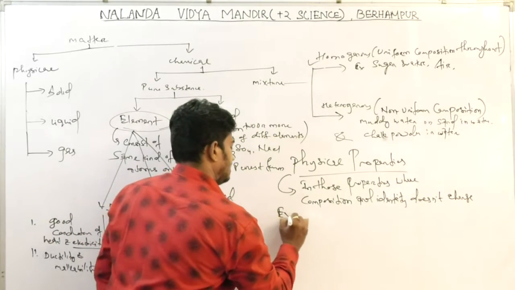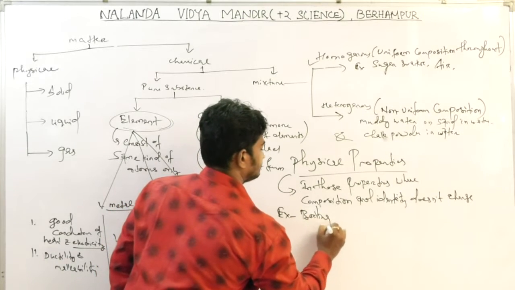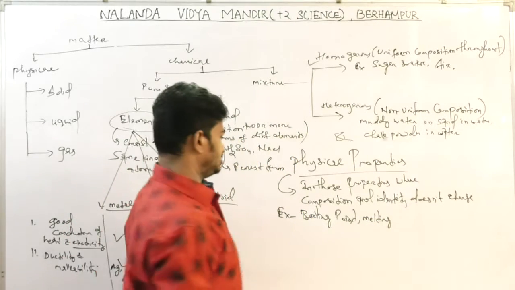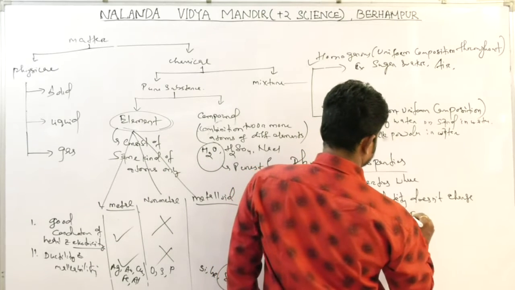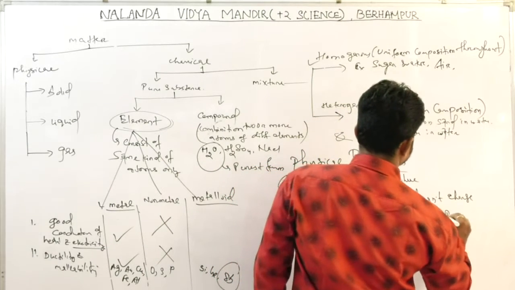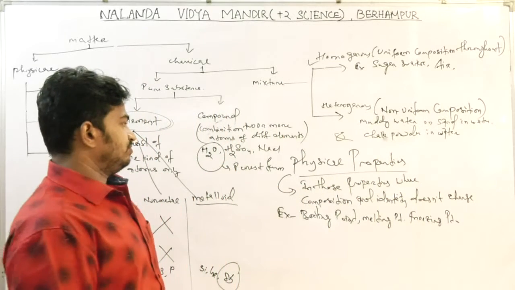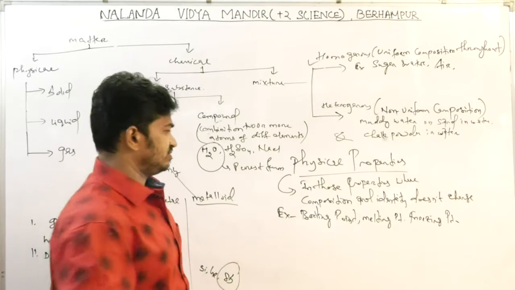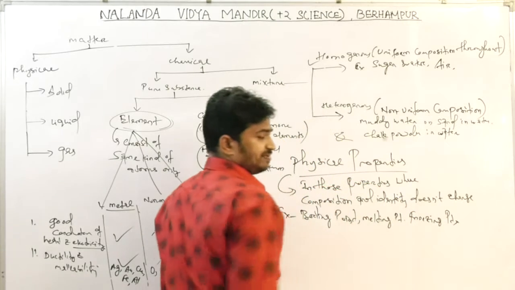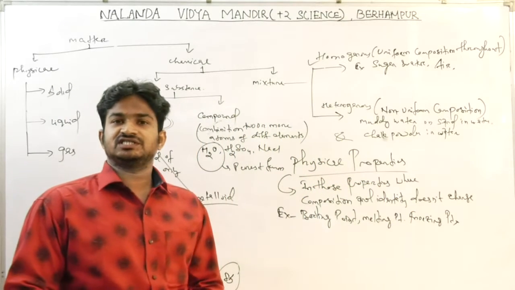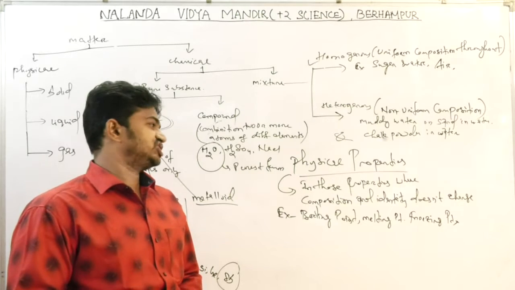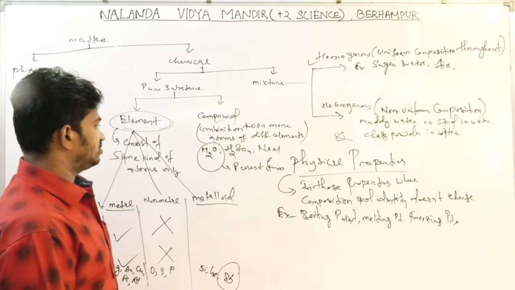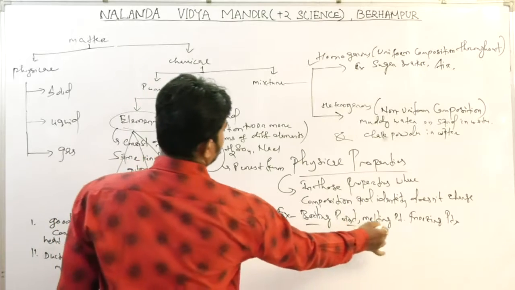Examples we can take are boiling point, melting point, freezing point, and the changing of pressure. So these are a few physical properties where no change of composition and identity can be seen. These are some physical properties of matter.